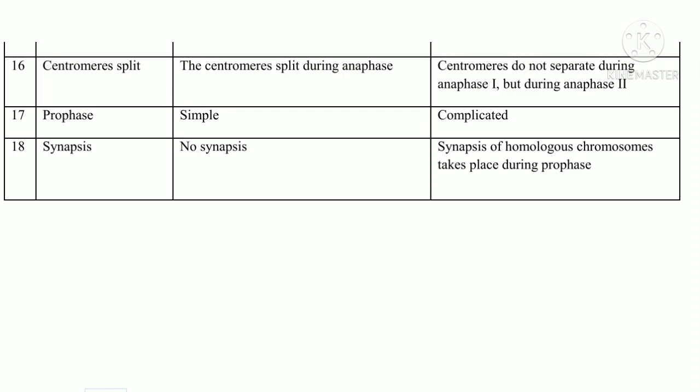Prophase is simple in mitosis cell division, whereas it is complicated in meiosis cell divisions. Synapsis is not present in mitosis cell division, whereas synapsis of homologous chromosomes takes place during prophase in meiosis cell division.